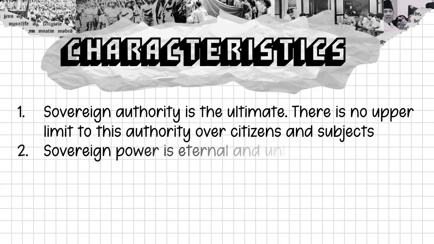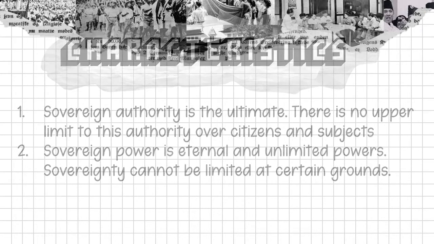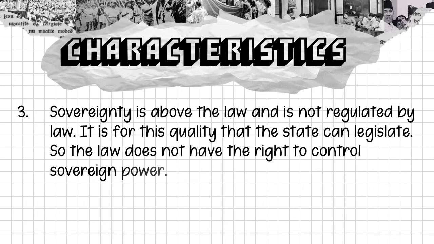Now for the characteristics of sovereignty. Number one, sovereign authority is the ultimate. There is no upper limit to this authority over citizens and subjects. Number two, sovereign power is eternal and unlimited. Sovereignty cannot be limited on certain grounds. Number three, sovereignty is above the law and is not regulated by law.